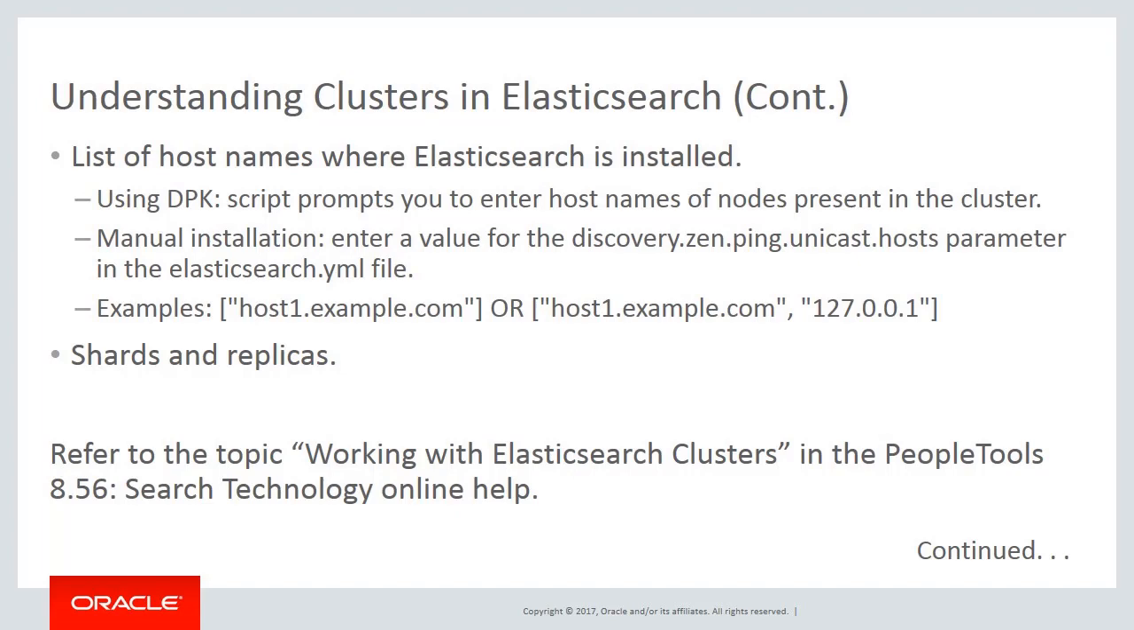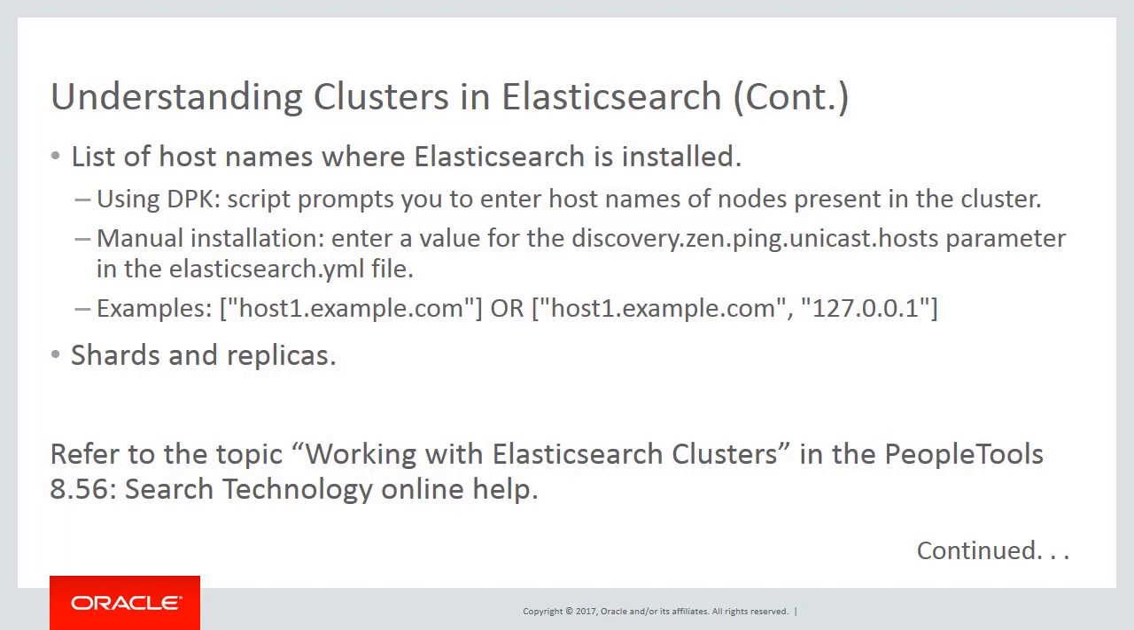Enclose one or more host names in square brackets with the host name or IP address in double quotes. For example, for one host you would enter host1.example.com. For 2 or more hosts, use commas.